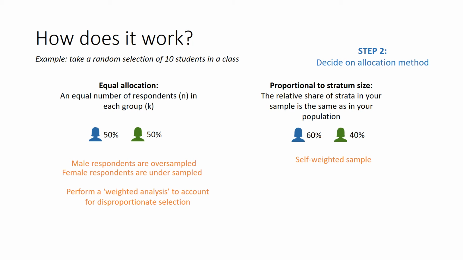Our proportional sample is self-weighted, which means that we don't have to adjust our analysis for disproportionate selection with weights. The disadvantage is that if we perform a subgroup analysis for female and male students separately, we will have a more precise estimate for female students because our female sample is larger than our male sample.